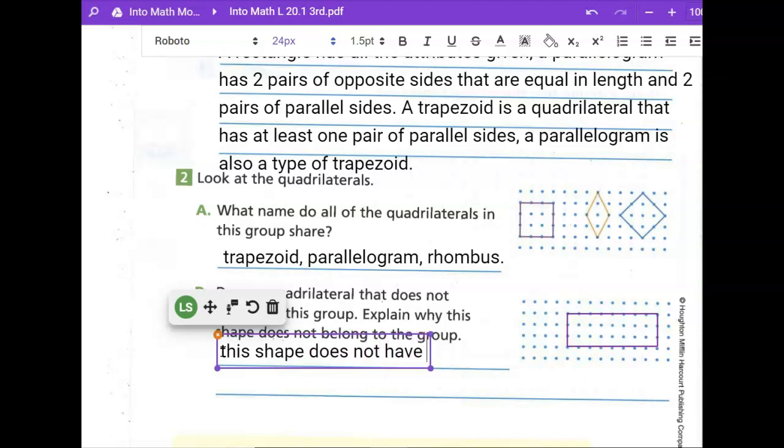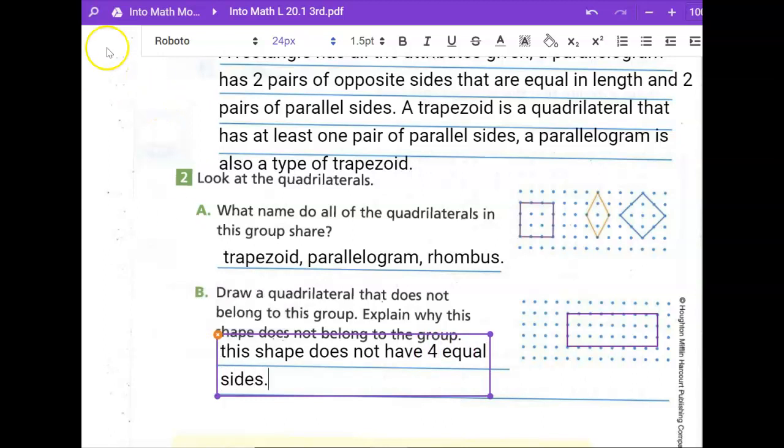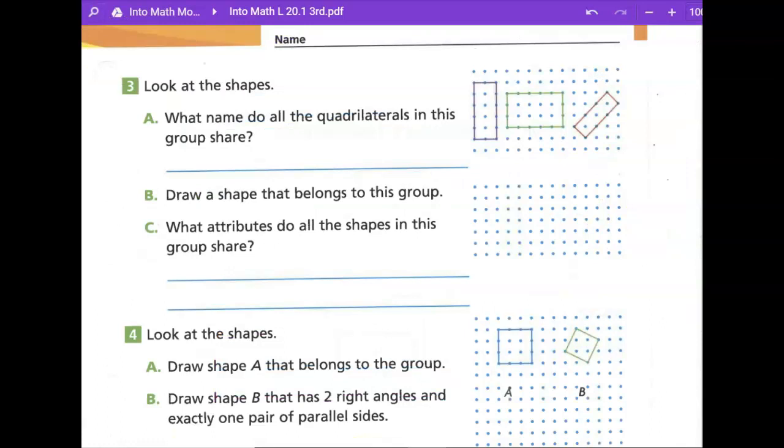Everybody should be writing. If you're at home, turn your video off and get that down. Go ahead and flip your paper over. Let's look at number 3. What do all the quadrilaterals in this group share?